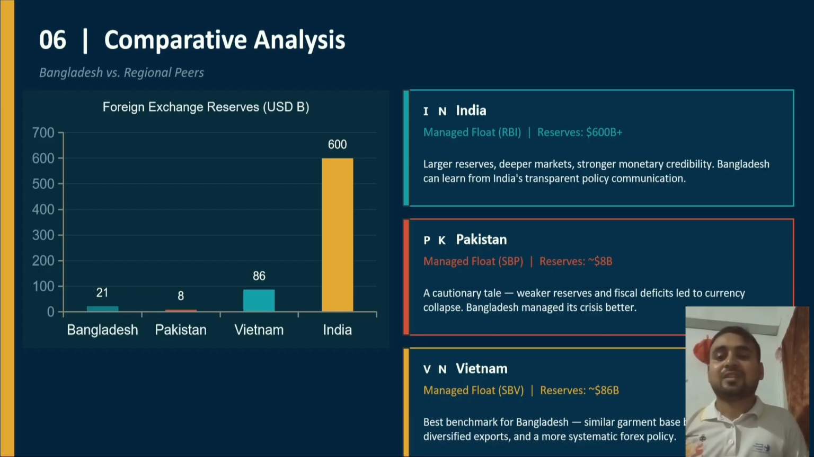Vietnam is perhaps the most relevant benchmark. It has a similar government-led export economy but has attracted far more FDI, diversified its export base more effectively, and built a substantially larger reserve. Bangladesh should look to Vietnam as a model.